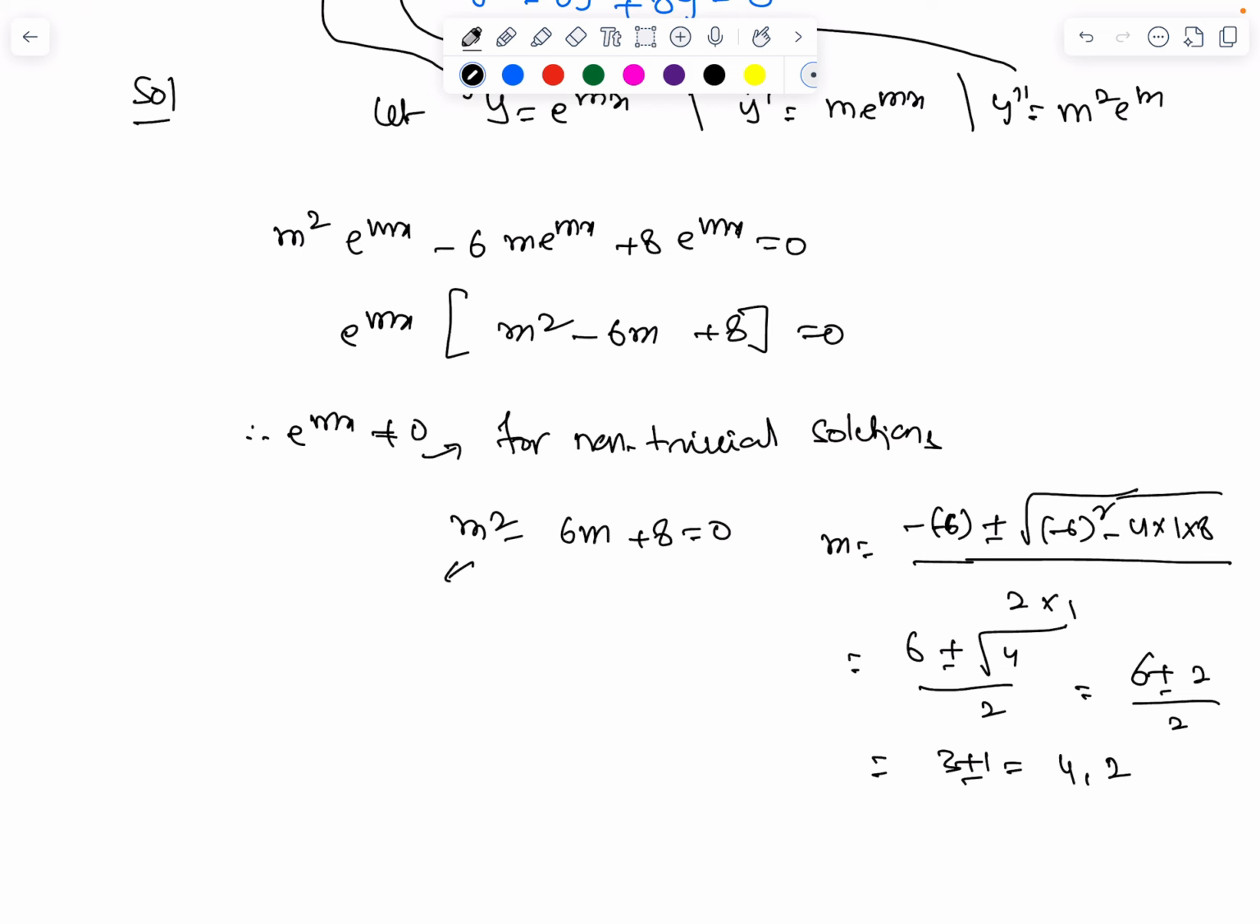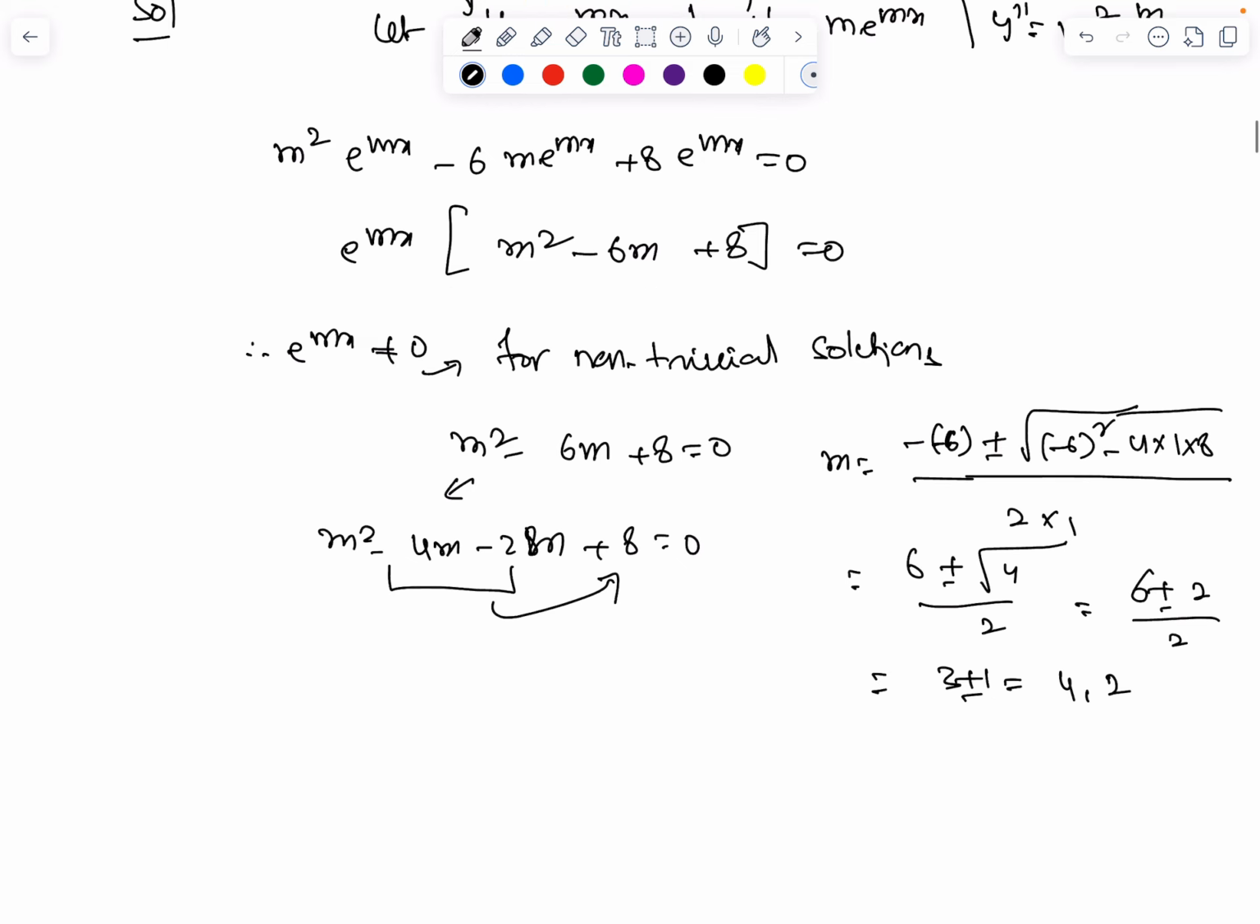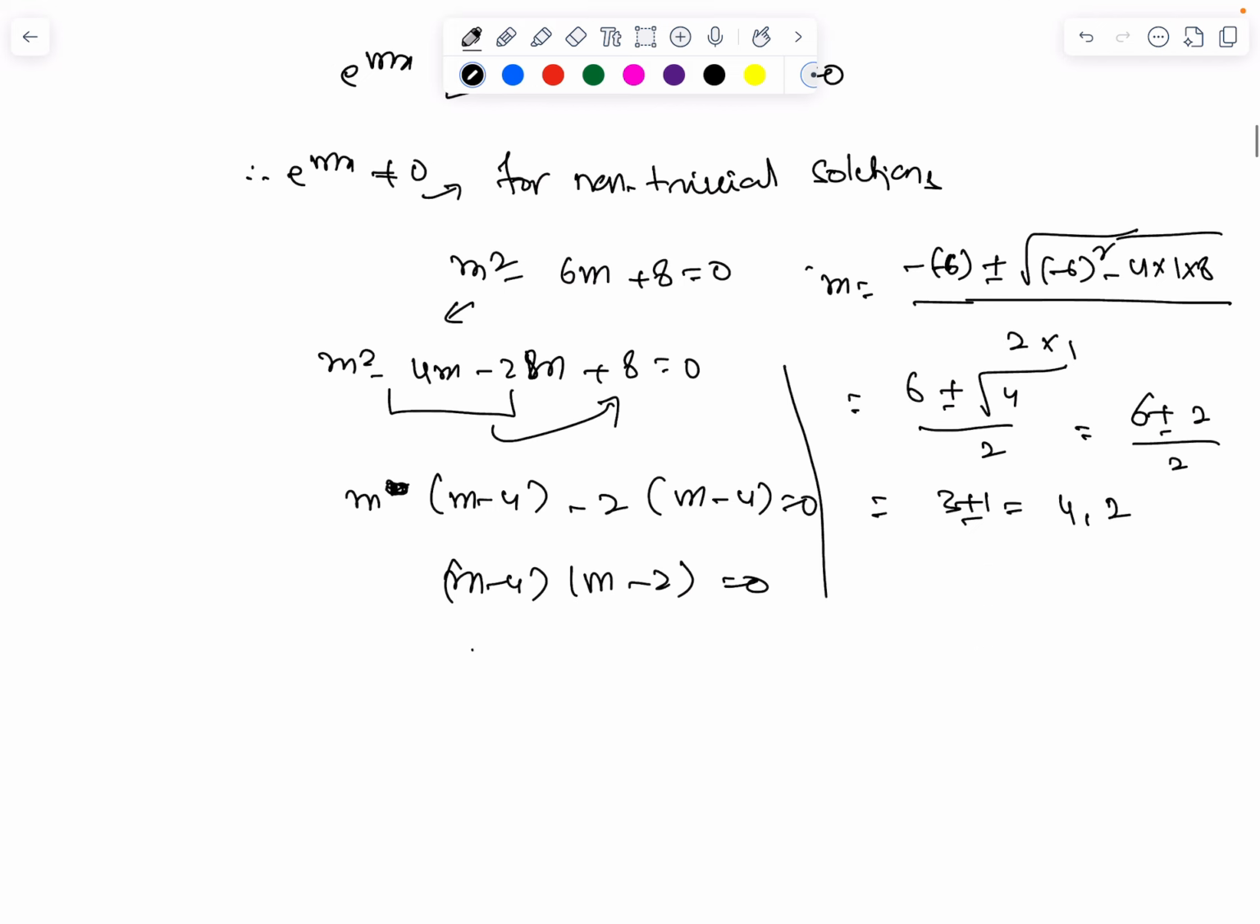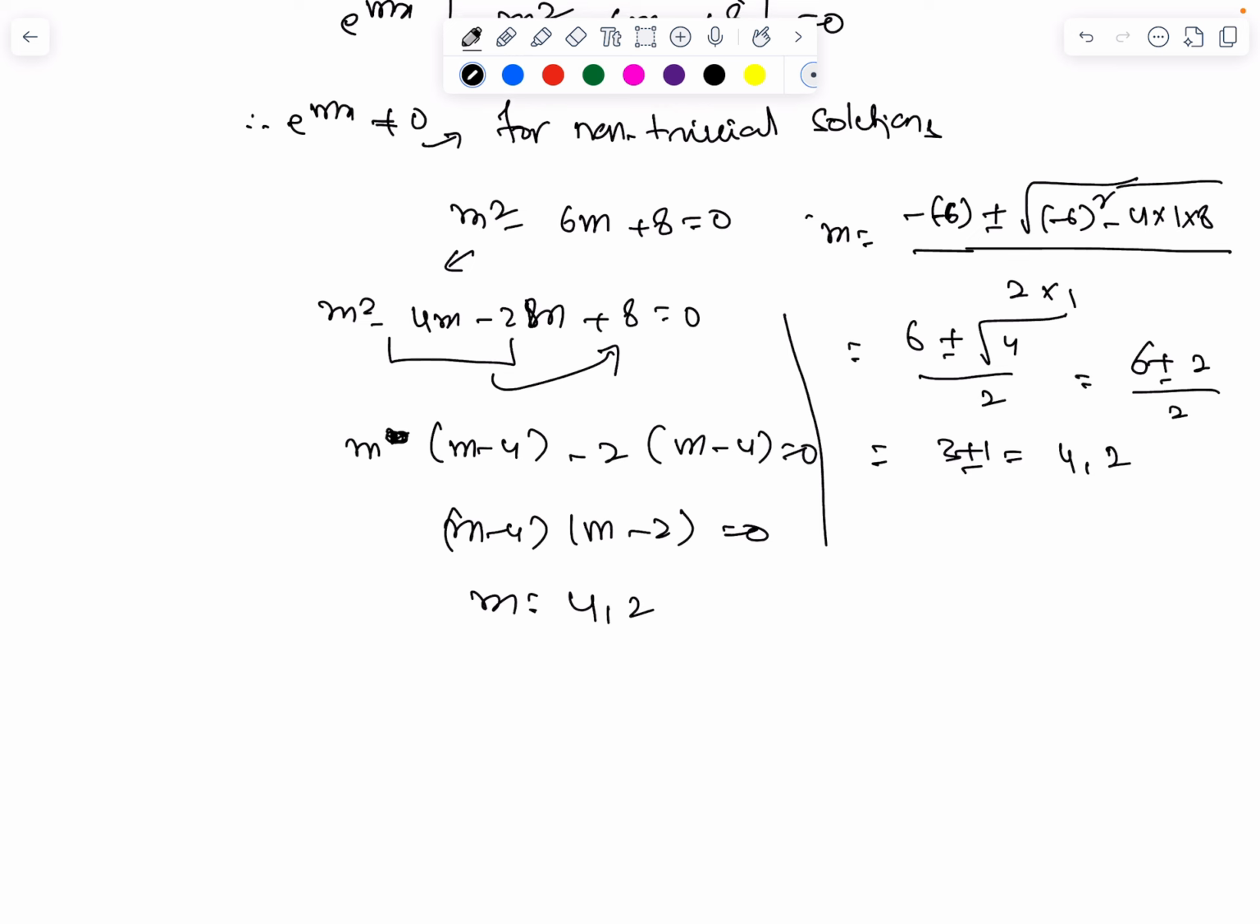Of course, you can get it similarly here: m square minus 4m minus 2m plus 8 is equal to 0. Here the product of the roots is 8 and the sum is minus 6, which is satisfied. Therefore, taking m common, m minus 4 times m minus 2 is equal to 0. That implies m is equal to 4 comma 2. You can get the same result in a different way also.